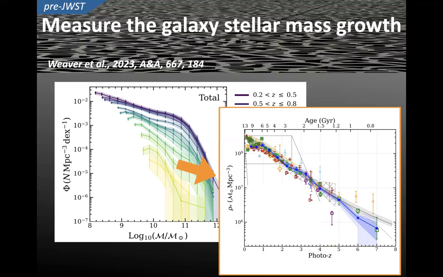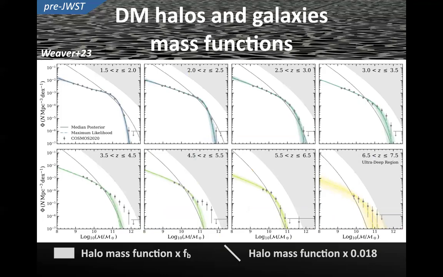So now I'm going to enter in more detail and try to see what we can say on the physics with this galaxy stellar mass function. So that's exactly the same galaxy stellar mass function as shown before. So here you have the stellar mass. So we started here at 1.52. So you have the galaxy stellar mass function in different redshift bins from 1.5 to redshift 6.